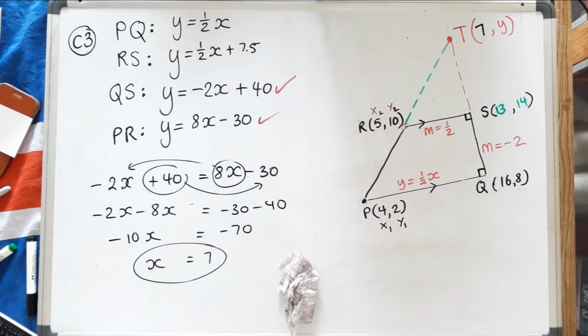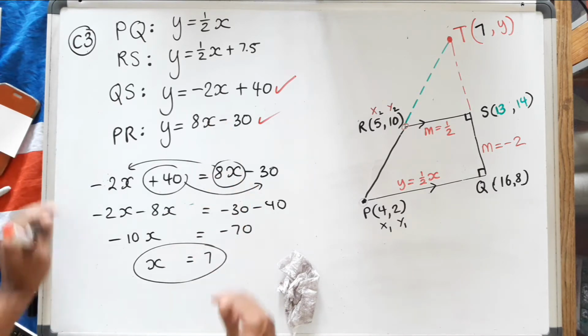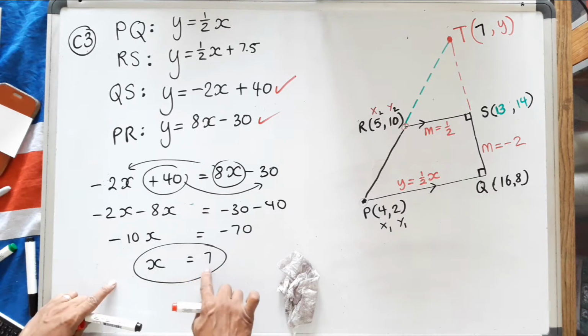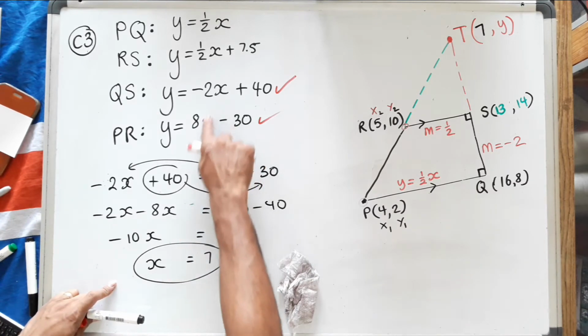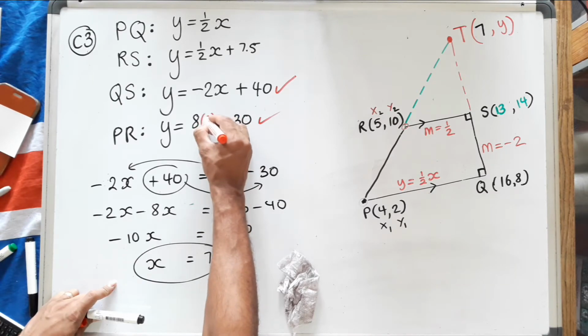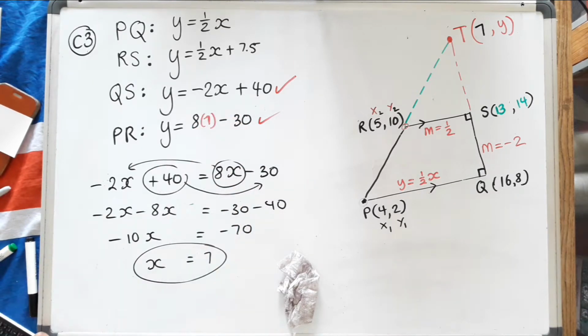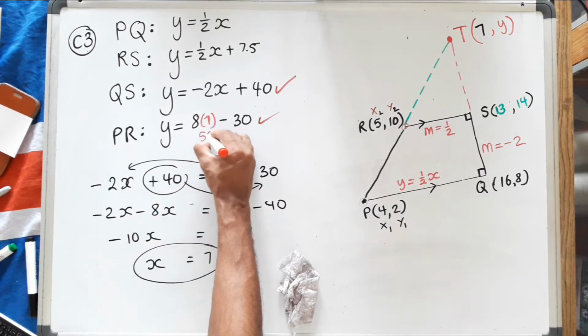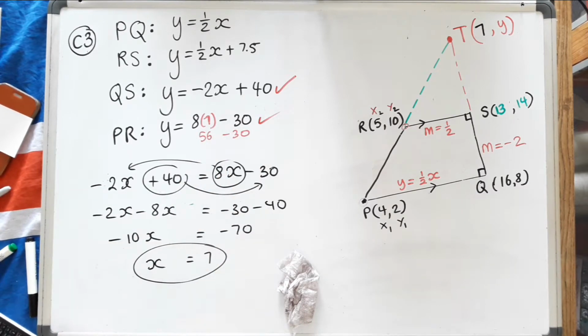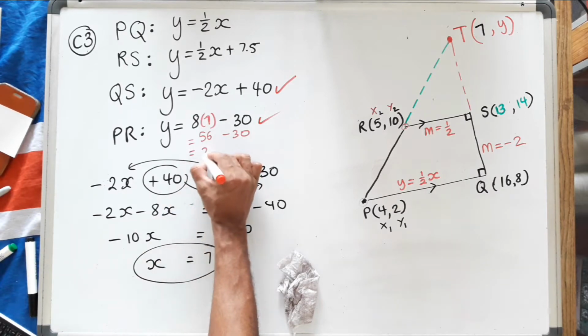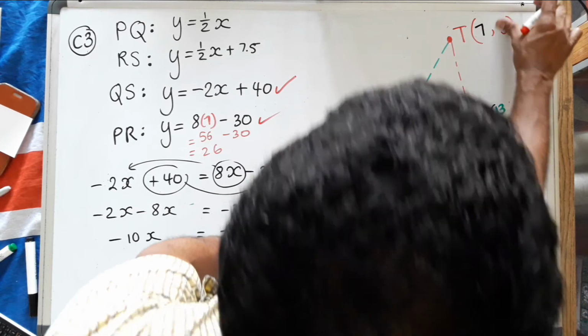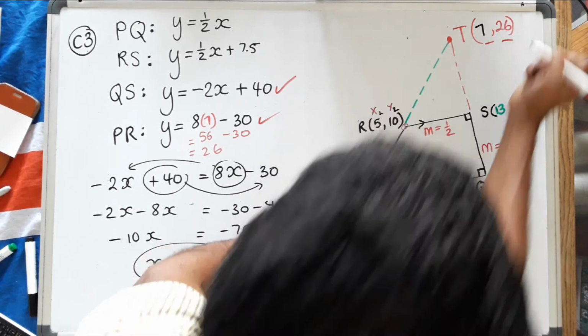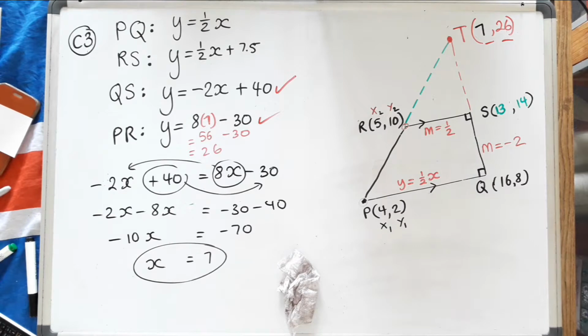Right? Okay. Let's find the corresponding y coordinate. Go to any one of these equations, doesn't matter. And you're going to replace x with 7. Let's go to this guy here. It looks easy enough. So we're going to say 8 by 7. 8 multiplied by 7 is 56 minus 30 is equal to 26. So this y value here is 26. And we are finished with the entire question. The coordinates of S is 13, 14. The coordinates of T, 7, 26.